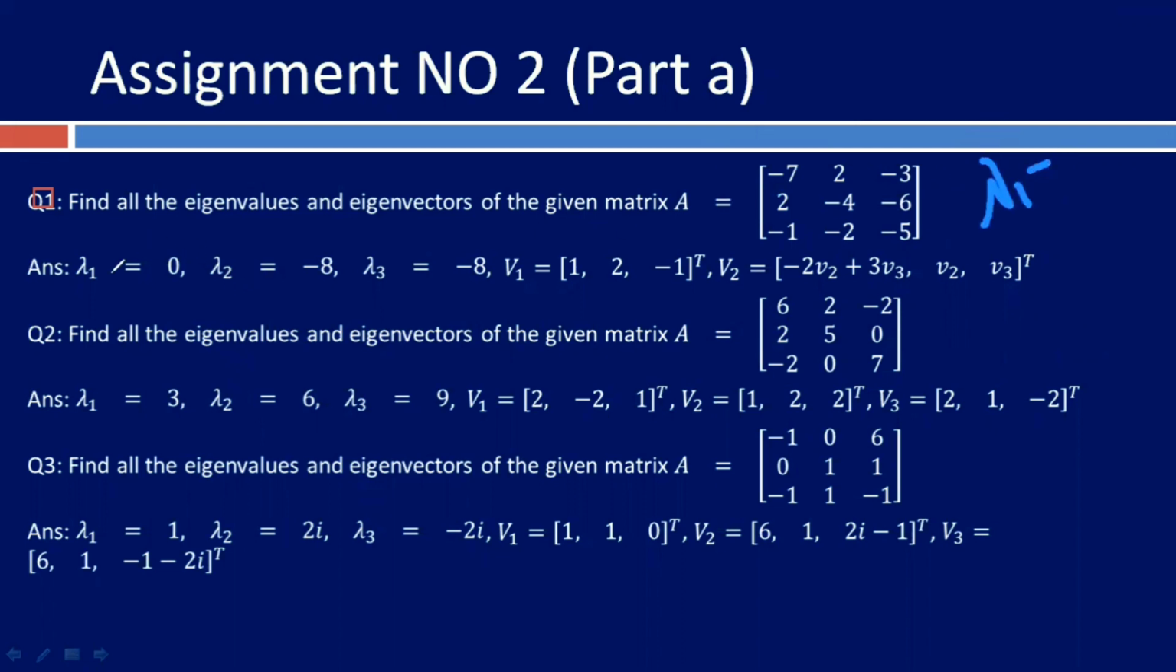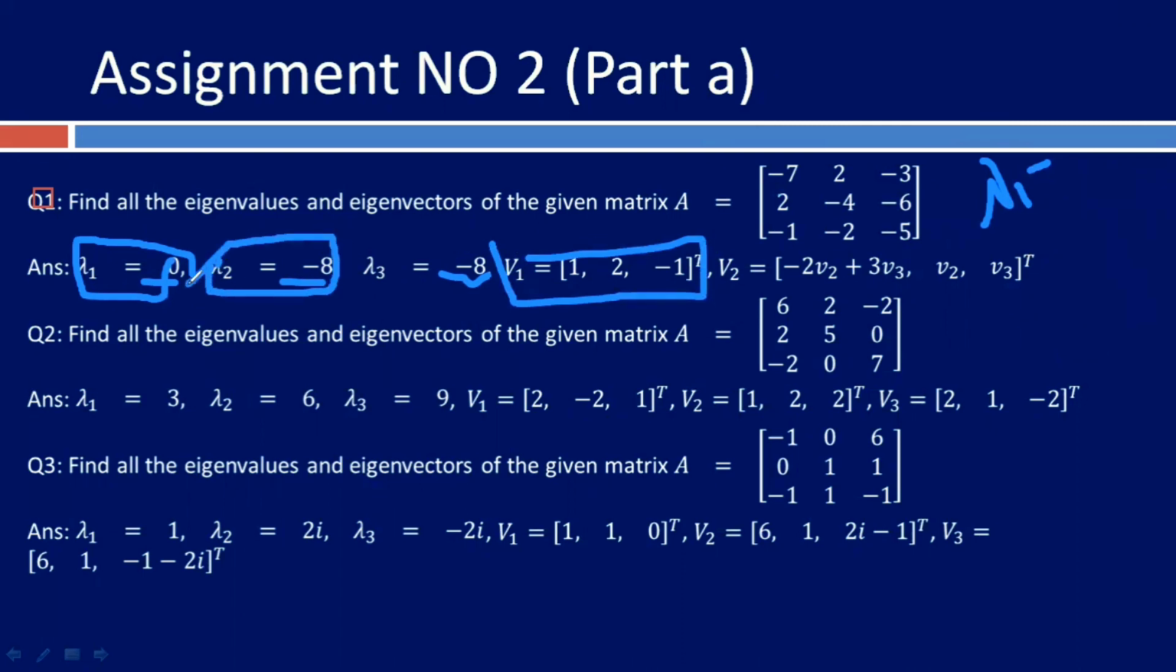which is 0, lambda 2 which is 8, and lambda 3 which is minus 8. When you put lambda 1 equal to 0 and solve by the Gauss elimination method, you will find V1 is equal to this. When you put the lambda 2 eigenvalue in your homogeneous system, make the augmented matrix and solve it by the Gauss elimination method, then you will reach V2, the second eigenvector.